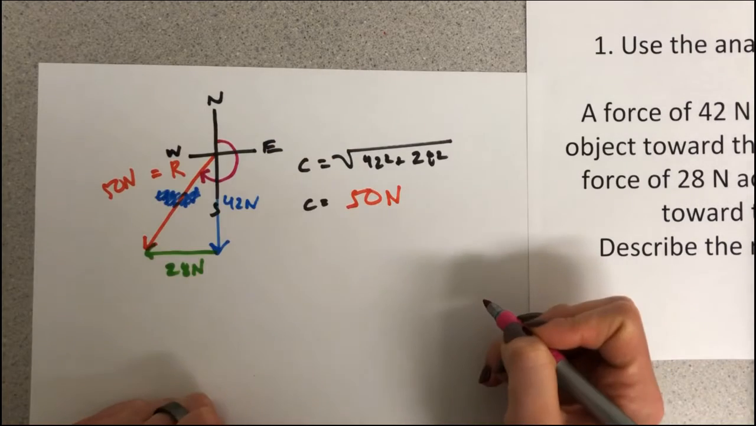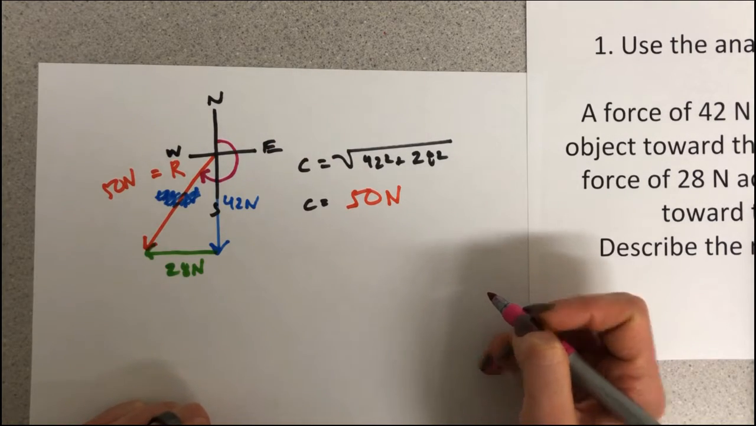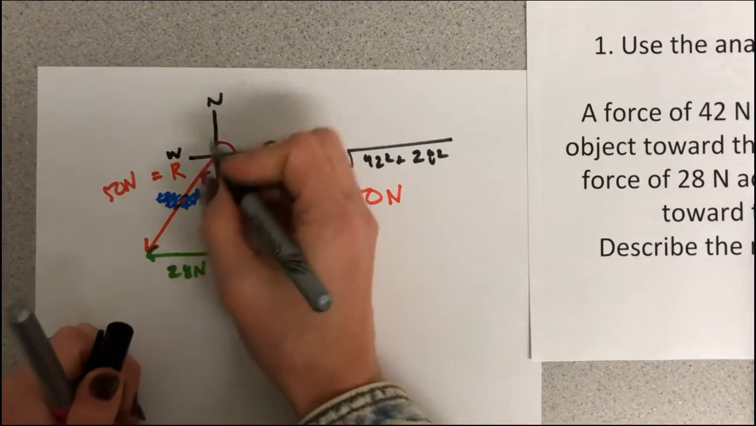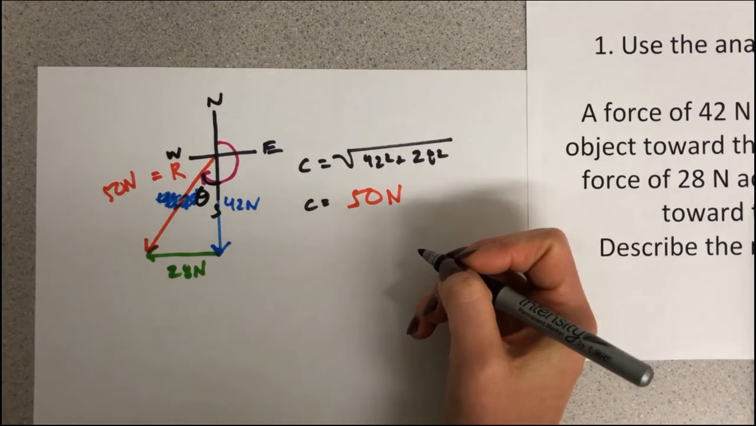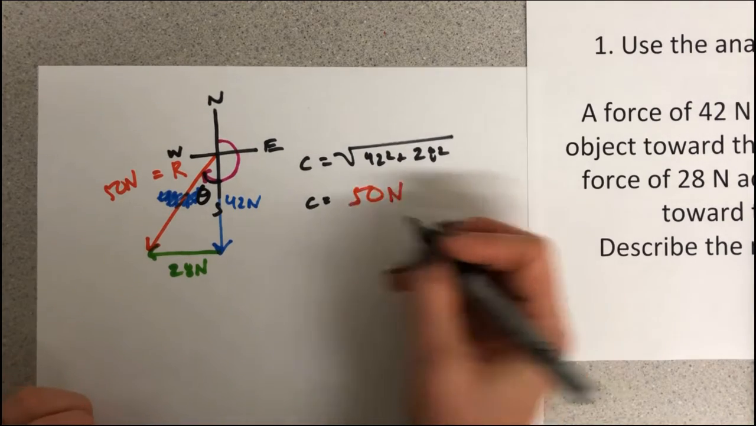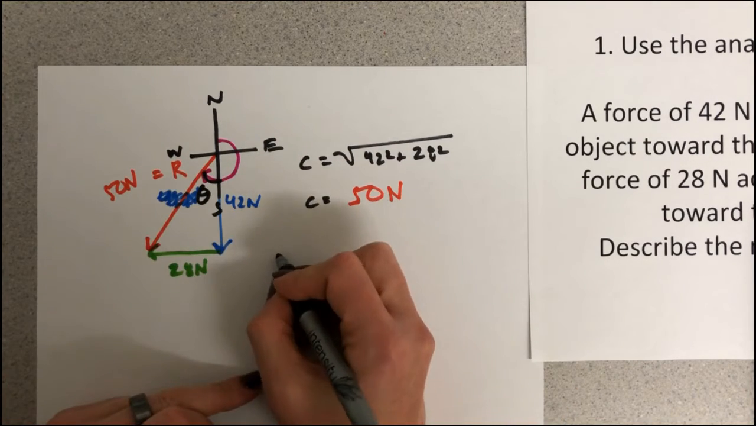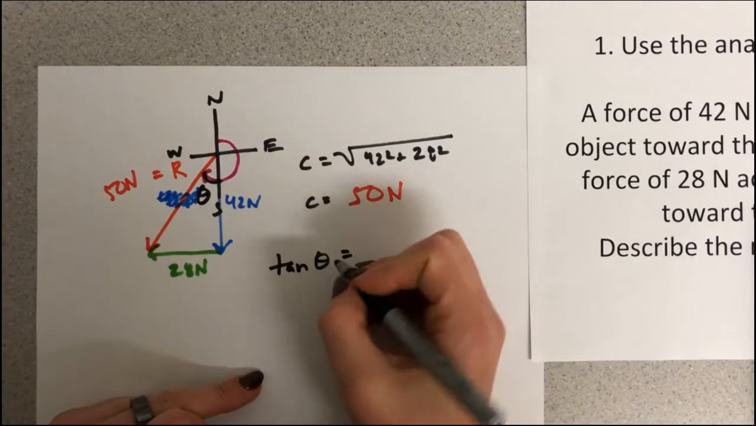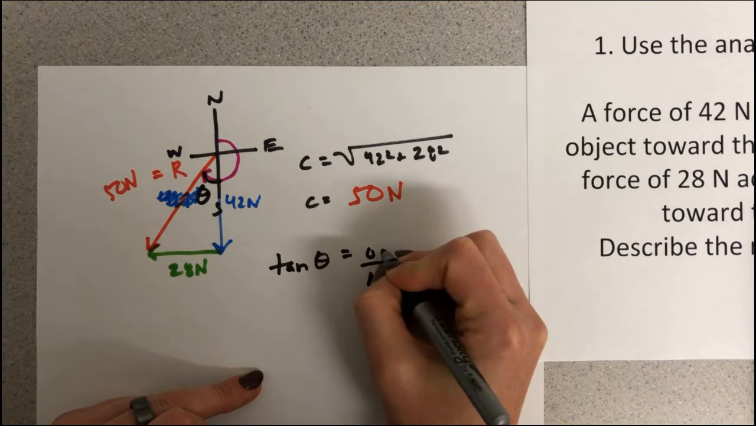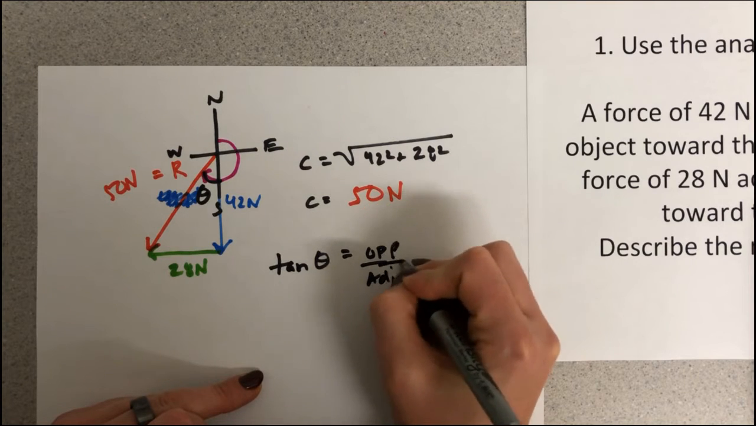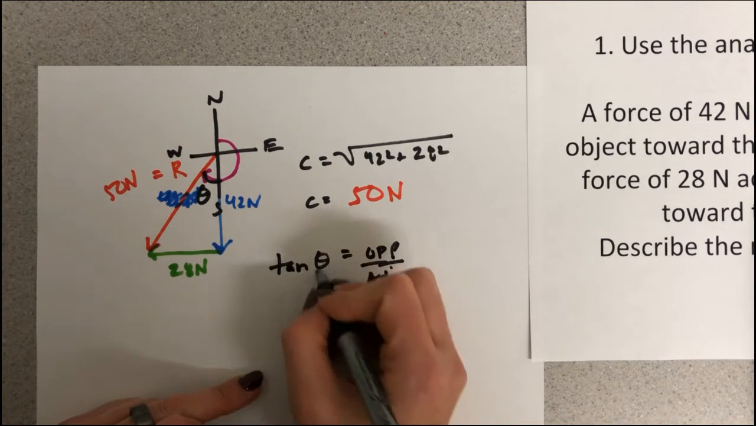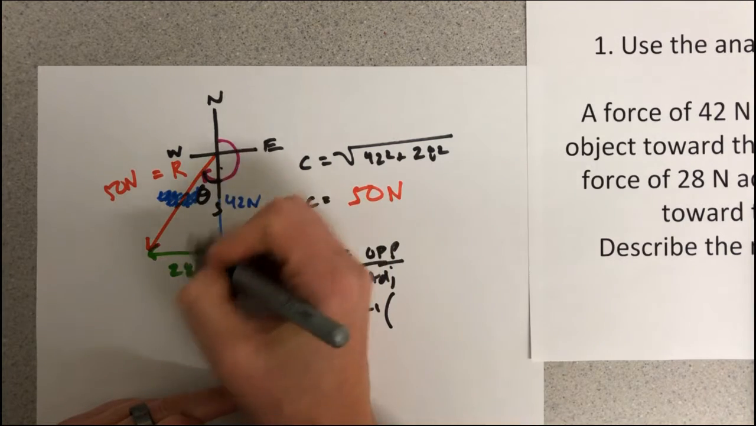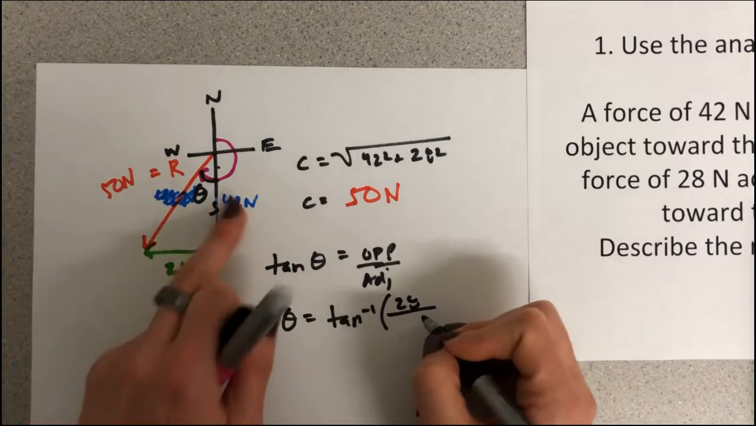Well, this is 180. Oh, sorry, I can't do it like that. Wrong, Miss Moore, wrong. You want to figure out what this angle is going to be. And so in order to do that, we need to use our tangent because we have opposite and adjacent. So the tangent of theta equals opposite over adjacent. Okay, and I want to get the angle, so I'm going to say theta equals tangent inverse of my opposite, which is 28, over my adjacent, which is 42.